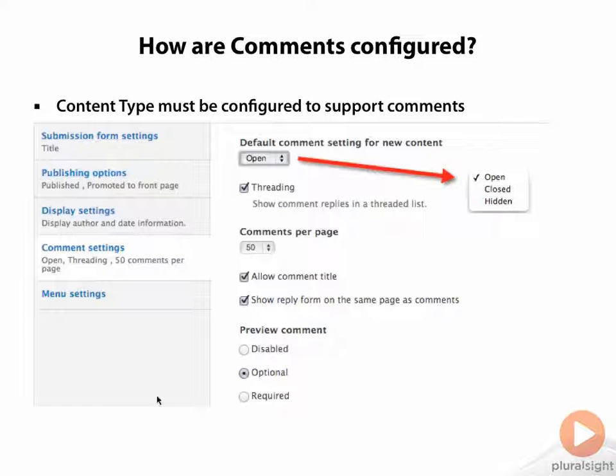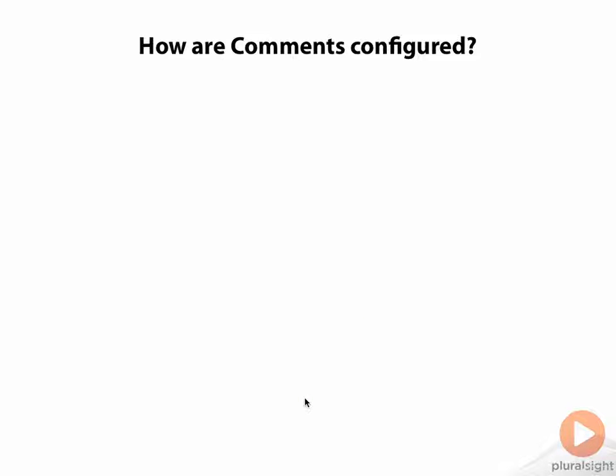For the content type, one of the settings is for comments, and the basic setting is open, closed, or hidden. Should comments be available, but closable later? Closed by default, but potentially openable for a particular node? Or should they be completely hidden and unavailable? You can also control whether they're threaded, how many per page, whether there's a title, whether a reply form should appear on the same page as the comments, and also control how previewing happens. Is it disabled, optional, or required?